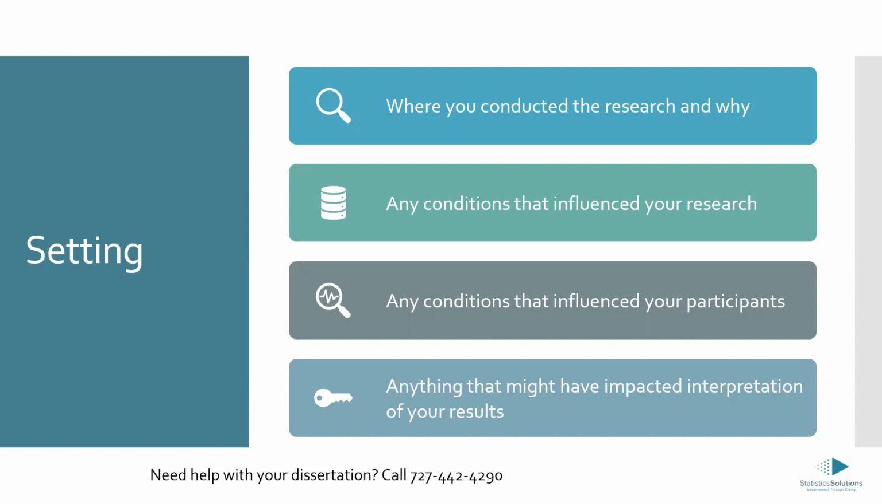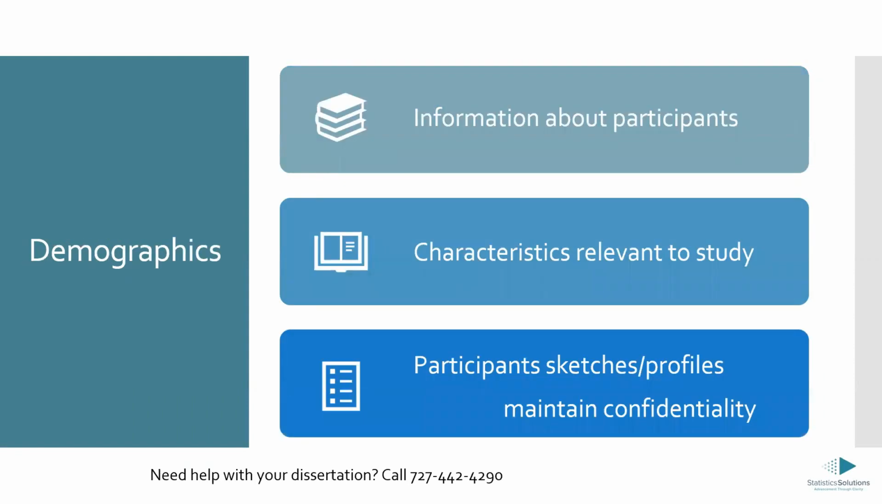You'll generally have a section on your demographics as well. So this is information about your participants, salient characteristics of your participants, okay? Not every demographic characteristic is important to your study, right? So you need to kind of parse out what is important for my readers to know and understand about my participants, such that they have the right context for the study.